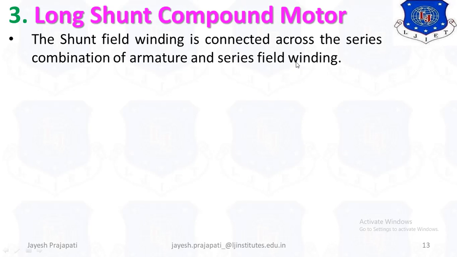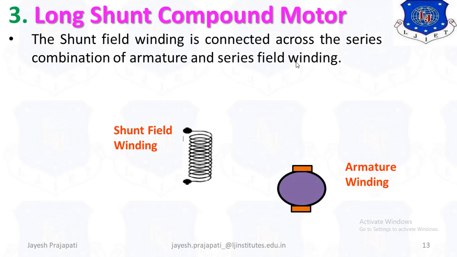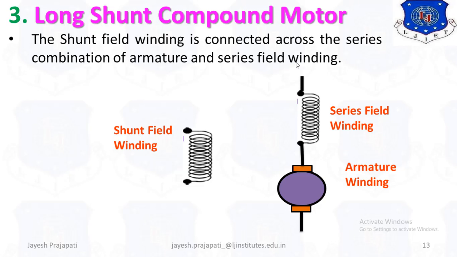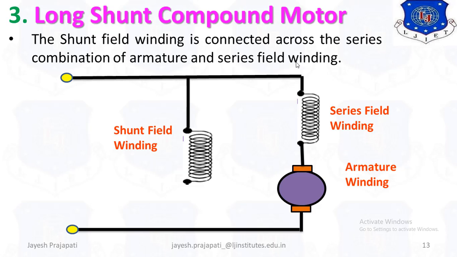So let us understand this statement by the equivalent circuit. First we have to take a shunt field winding, then we have to take the armature and series field winding. The series combination of this series field winding and armature winding is connected across the shunt field winding. So that parallel combination is connected to the DC supply.